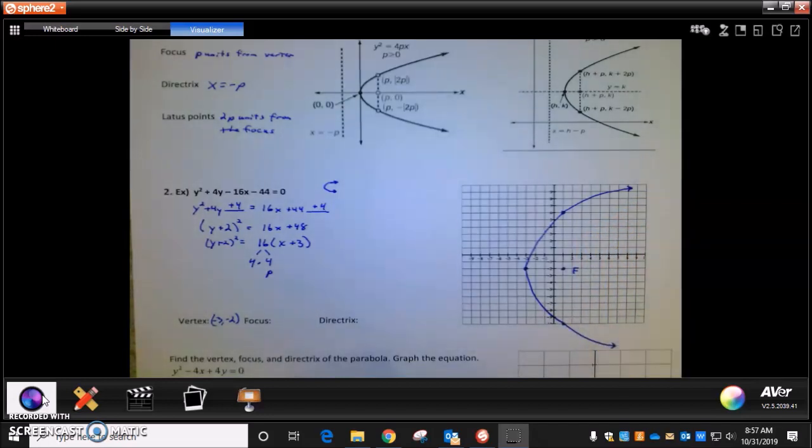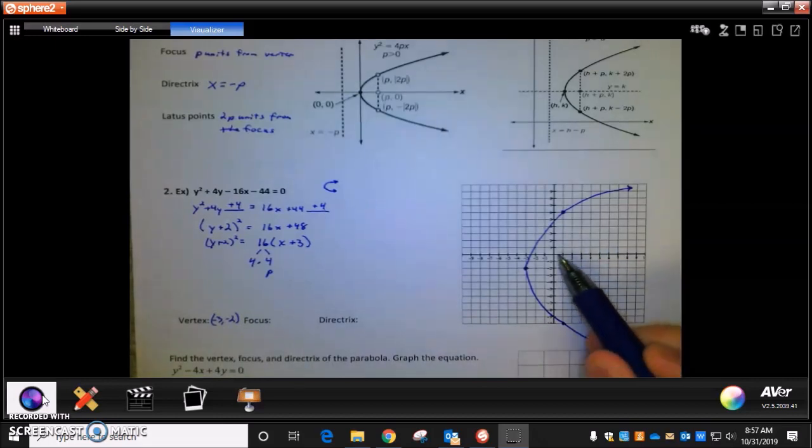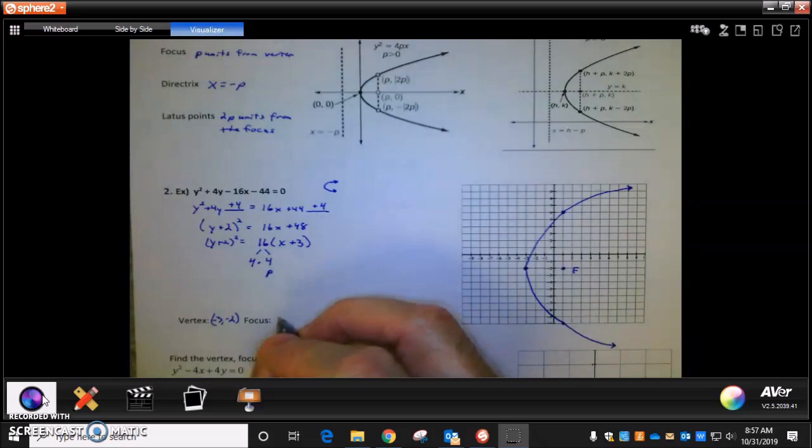Looks something like that. Okay, so there's our vertex. Here's our focus. Now, where is our focus? What is that actual point? Well, that is the point 1, -2.